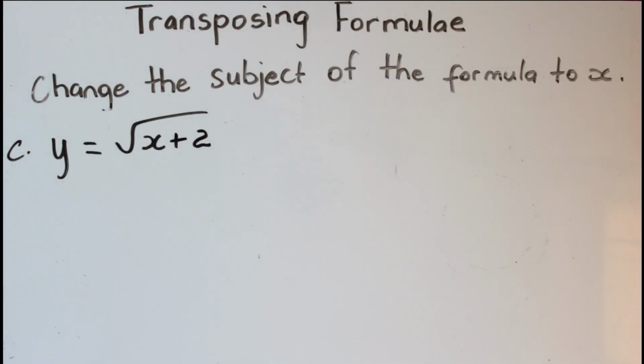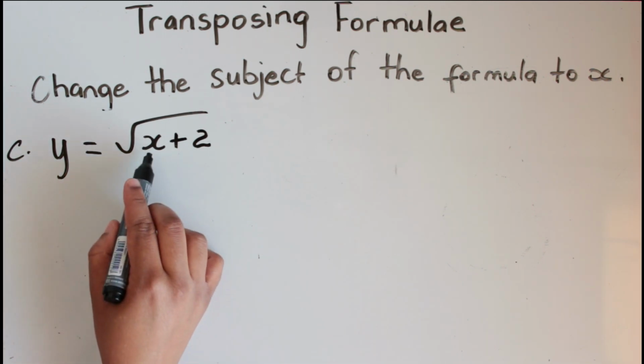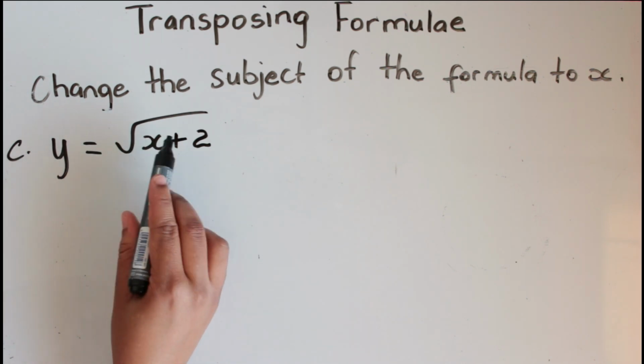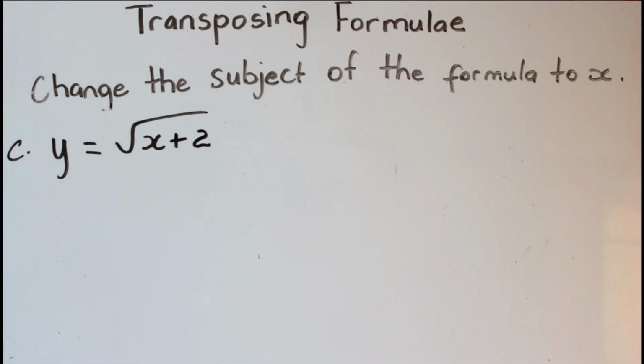Let's look at our third example for this video. So we have y is equal to the square root of x plus 2. Again, our aim is to get this x by itself, so I need to get rid of that square root. I also need to get rid of that 2.